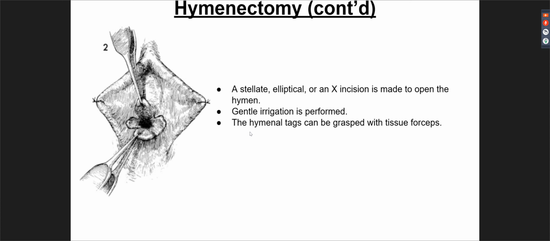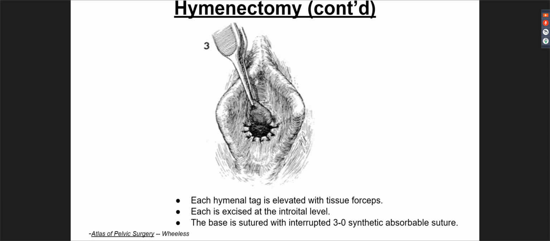So you do a cruciate, stellate, or elliptical incision. That's what UpToDate says. The X, to me, makes better sense, is made to open the hymen. You gently irrigate if you want to do that. The hymenal tags can be grasped with tissue forceps. Each hymenal tag is elevated with the forceps, excised at the level of the introitus, and the base is sutured with interrupted 3-0 synthetic absorbable suture. So I'll keep everything kind of patent. That's straight from the Atlas of Pelvic Surgery, which you can look up online, and it's free. It's a very good text to see different procedures in GYN surgery.